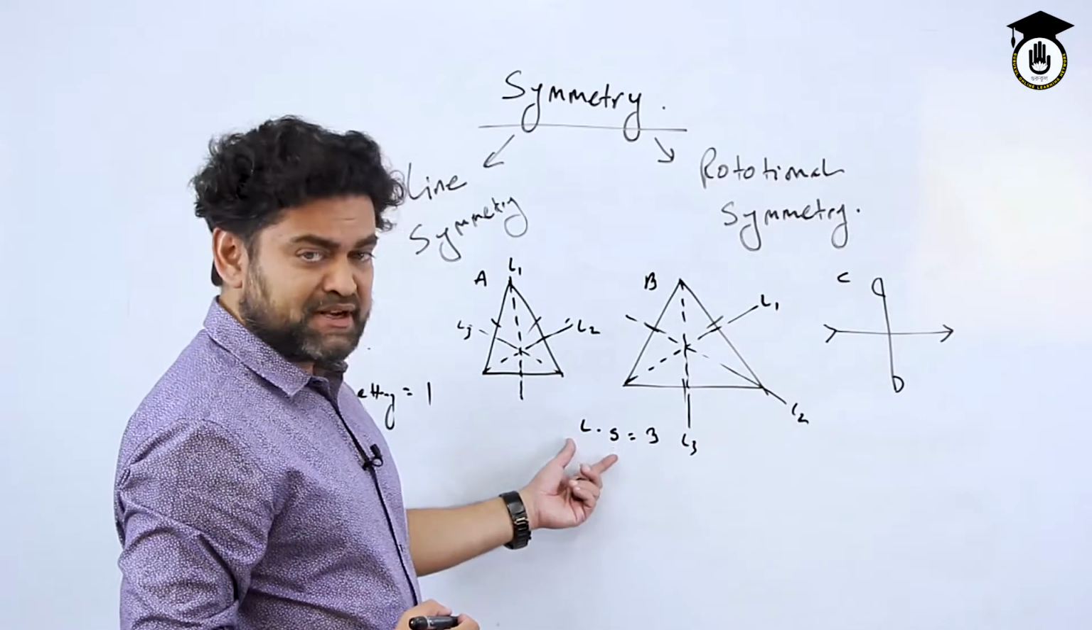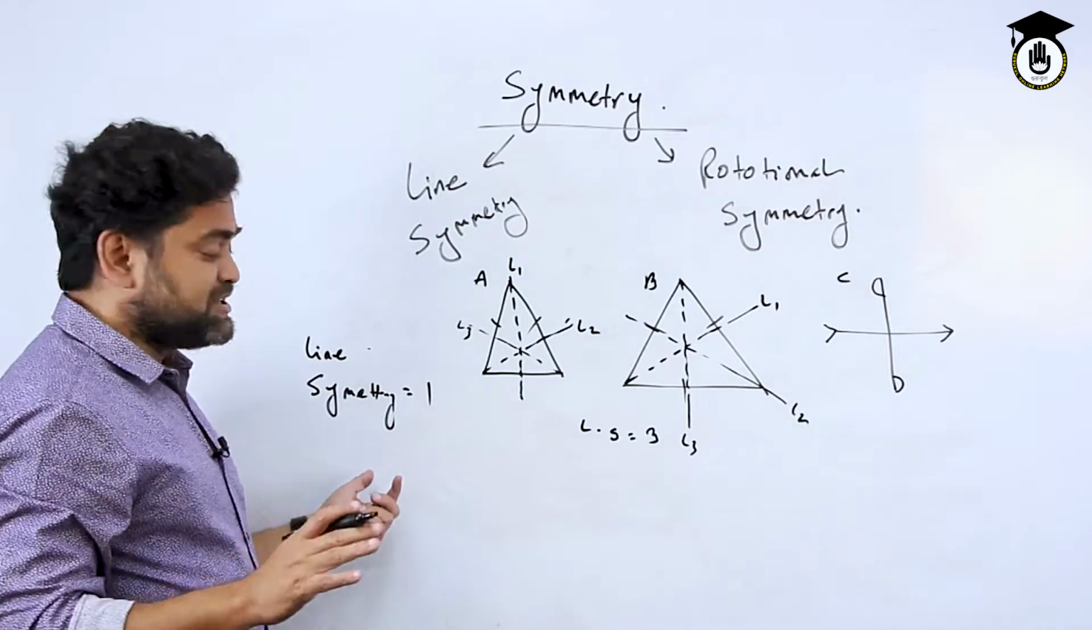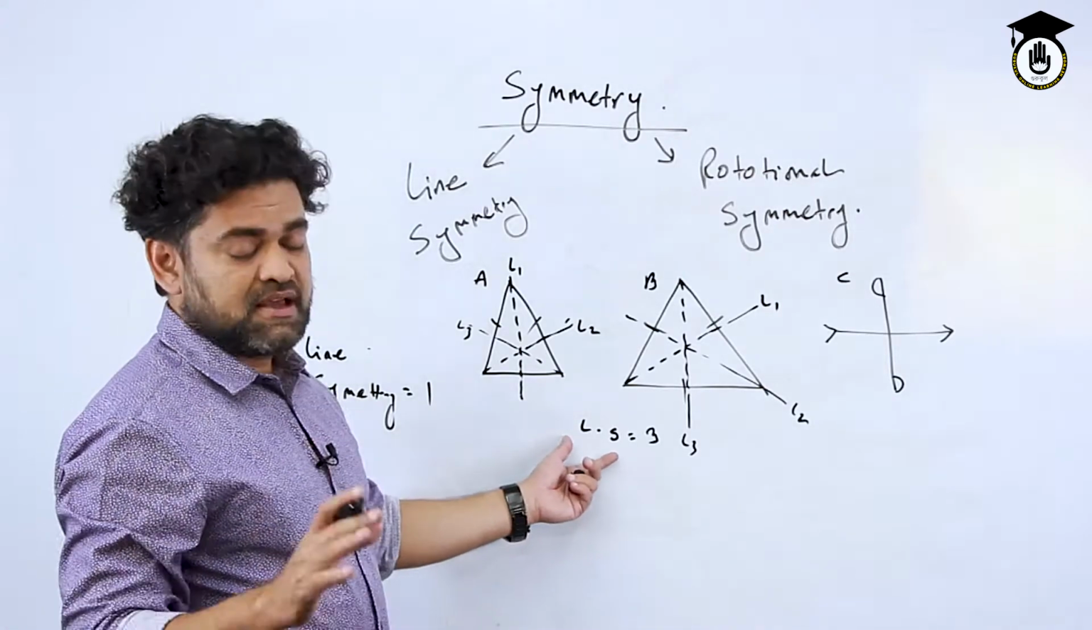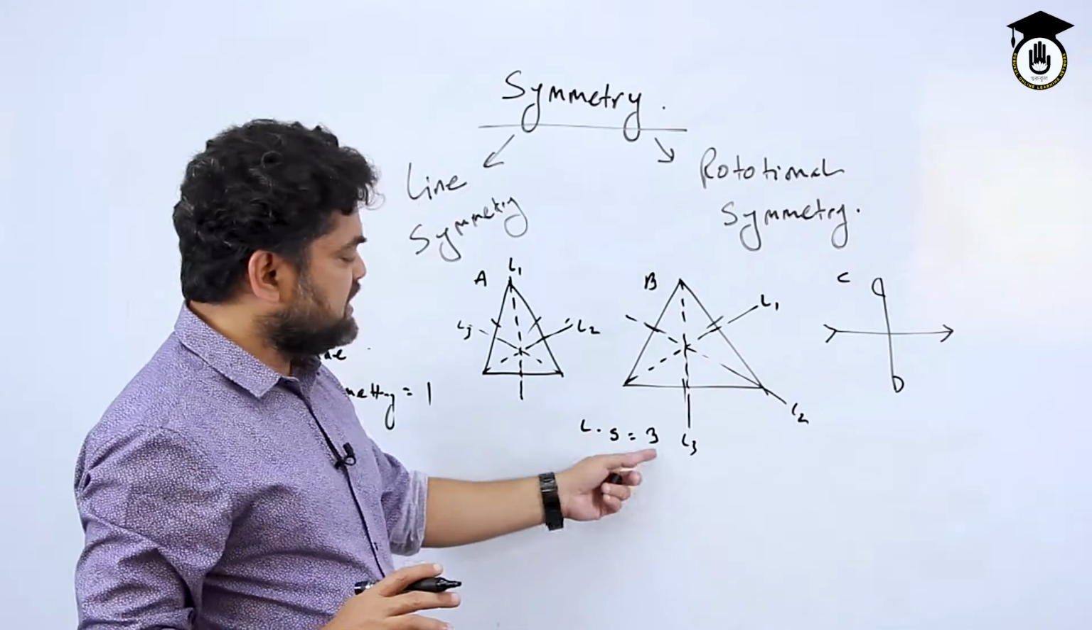I'm writing LS in a short form, though its full form is line symmetry. But in exam time, you had better not write LS, okay? You should write the full form. LS means line symmetry, and here it is 3.